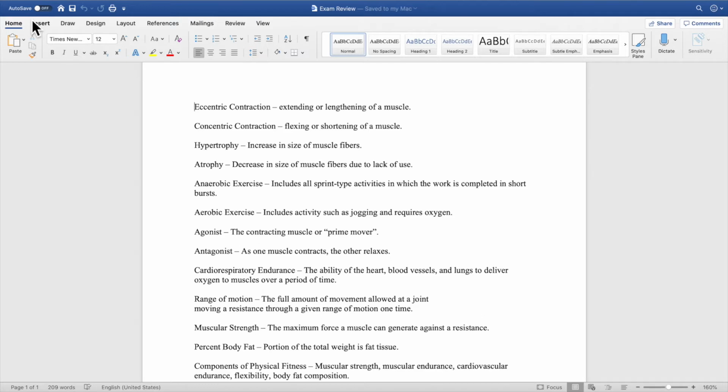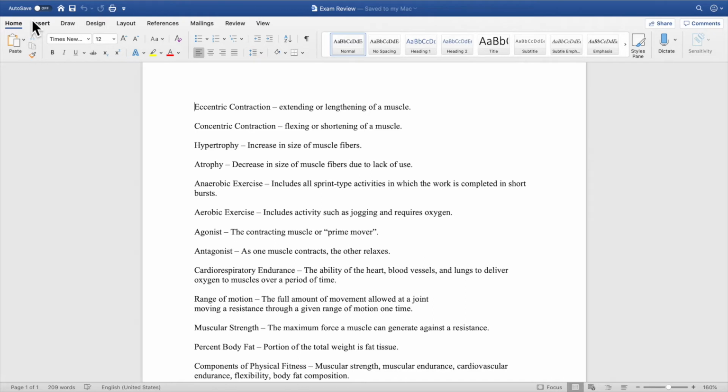Atrophy. Atrophy is the decrease in size of muscle fibers due to lack of use. So for example, if your arm is in a cast or your leg is in a cast, your muscle is going to atrophy because you're not using that muscle. Atrophy also happens when someone has a disease like diabetes. Diabetes causes atrophy in the muscles, so a decrease in size of muscle fibers.